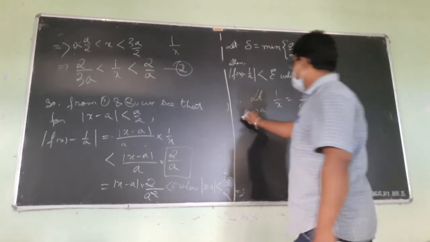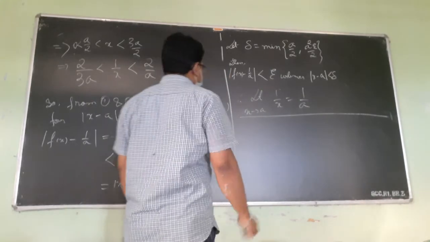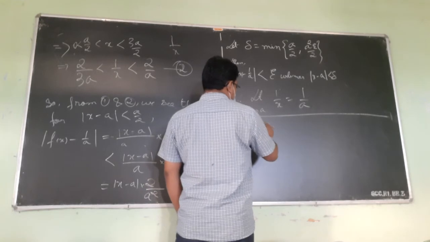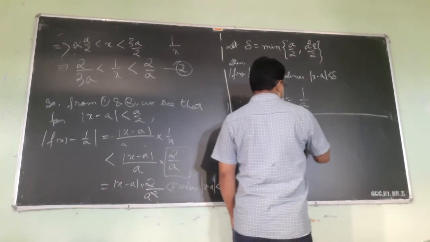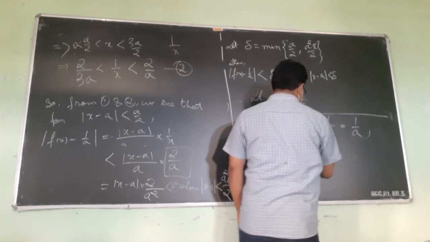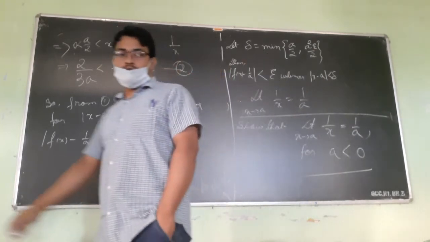So this was for a greater than 0. If a less than 0, what will you do? You try it with a less than 0. Show that the limit of x tends to a of 1 by x is equal to 1 by a for a less than 0. If a less than 0 also, this is true.